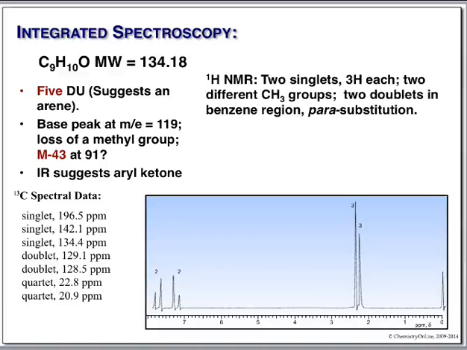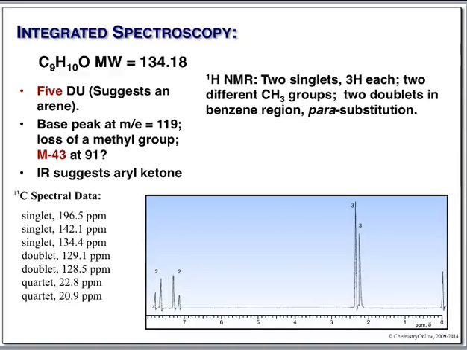Two singlets, 3 hydrogens each. We have 2 different methyl groups, 2 doublets in the benzene, para-substitution. Our C13, 196 singlet. That's our ketone carbonyl, isn't it? We have 2 singlets and 2 doublets.